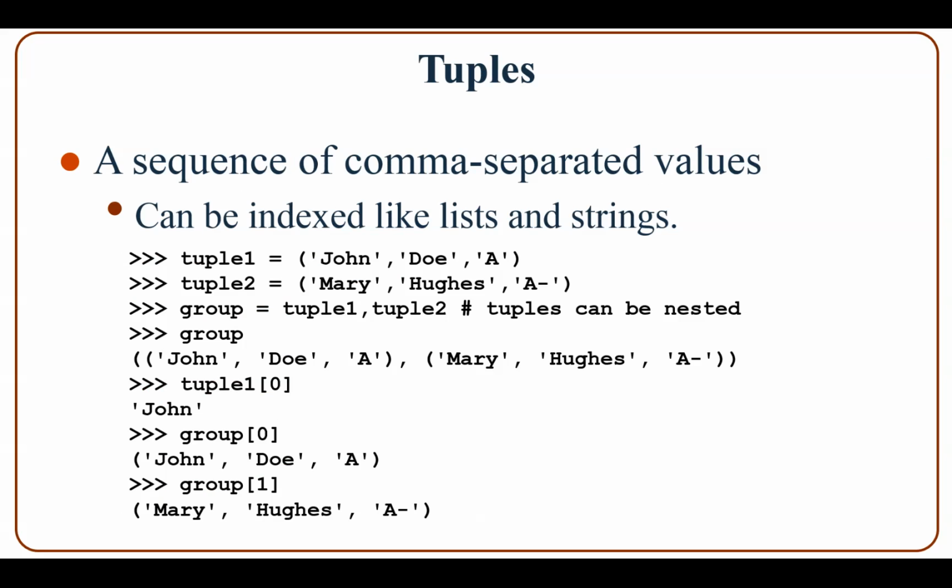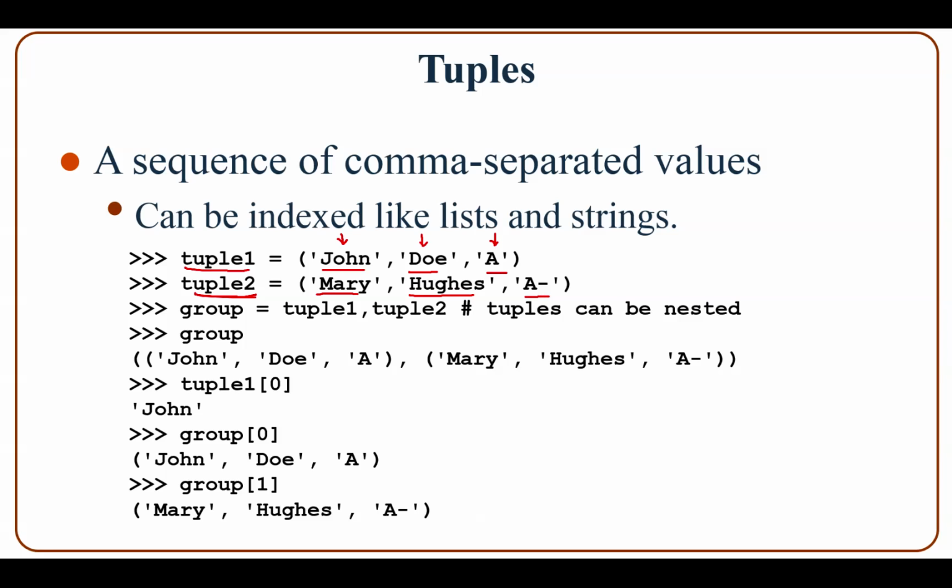A tuple is a sequence of comma-separated values and can be indexed like lists and strings. So here, for example, we create tuple 1 and tuple 2. So tuple 1 contains John, Doe, A. So you can see here is like first name, right, last name, and let's say grade, right, and also another tuple, tuple 2 contains Mary, Hughes, and A minus.